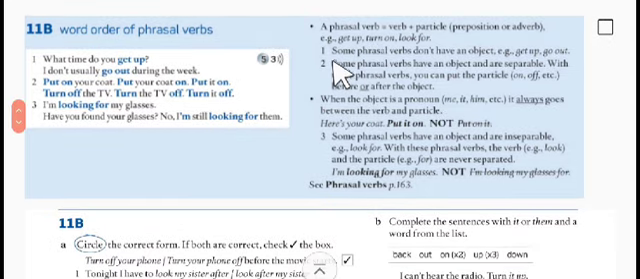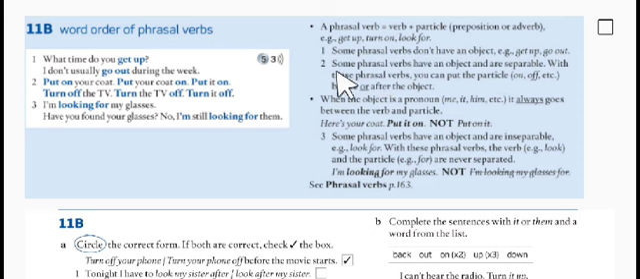Okay, here we have types of phrasal verb. One: some phrasal verbs don't have an object. For example, get up, go out. بعضی از فرزل وربا این object نداره، مفعول نداره، بدون مفعول ما میتونیم اینا رو استفاده بکنیم. For example, get up and go out. اینا در حقیقت object داره ولی objectش ذکر نمیشه. در اینجا میتونیم که اینا رو با object استفاده بکنیم و بدون object هم استفاده بکنیم.